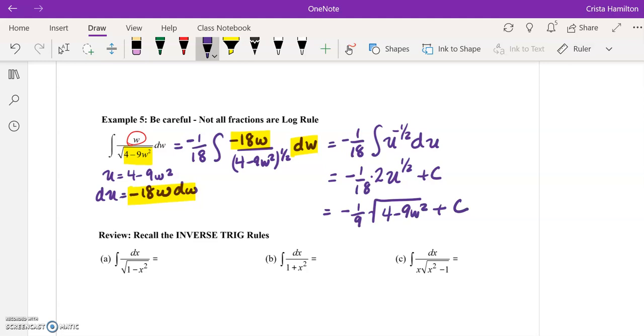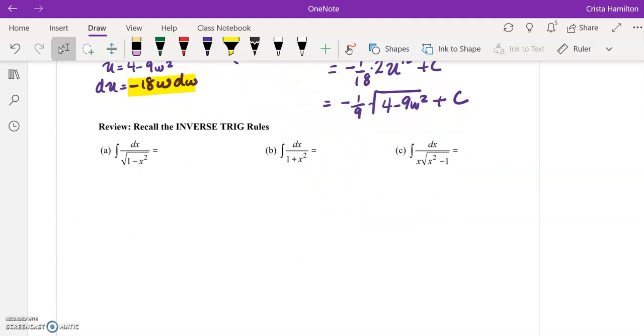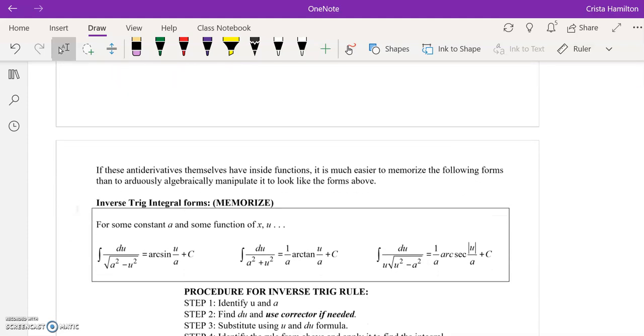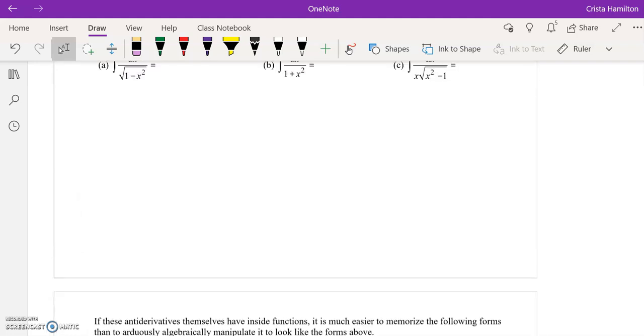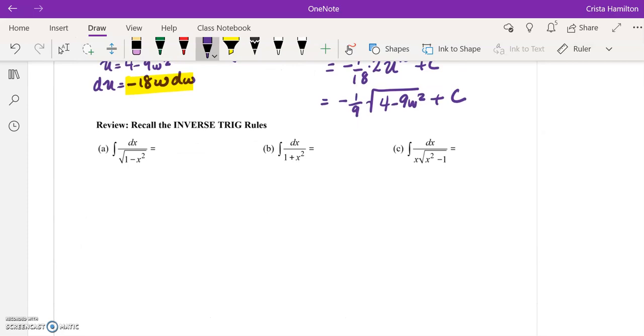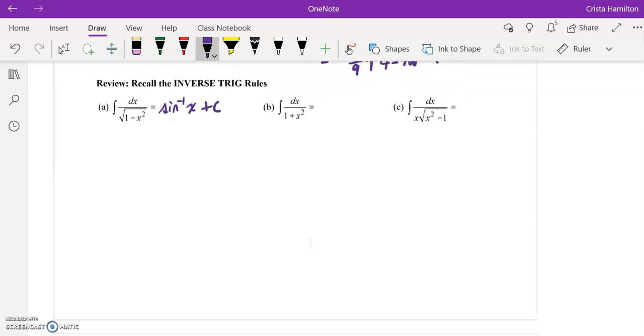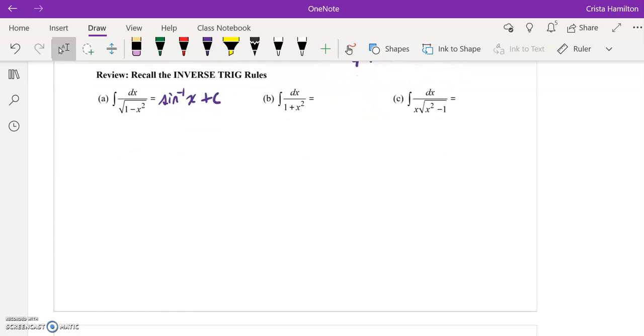All right, now from there, I'm going to leave you to fill in these log rules, these inverse trig rules down here. So these don't even have chain rule. These are just the basics that you were supposed to remember, kind of working backwards from. So I'm going to let you write those down. But I'm going to come down here and, let's just do the first one together. The antiderivative of 1 over the square root of 1 minus x squared is the inverse sine of x plus c. Right?